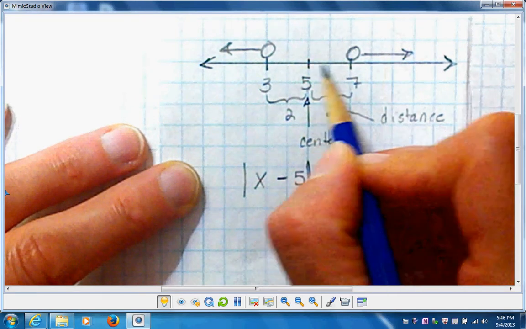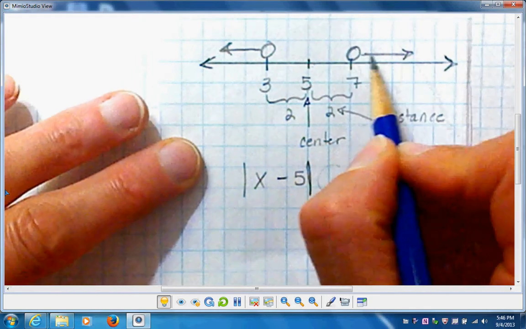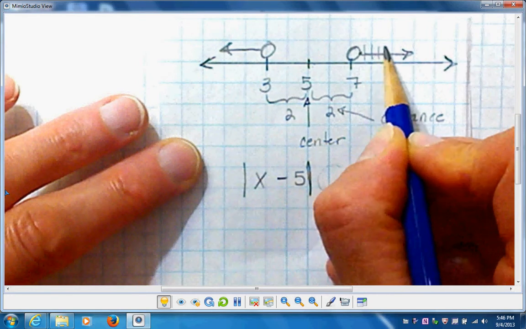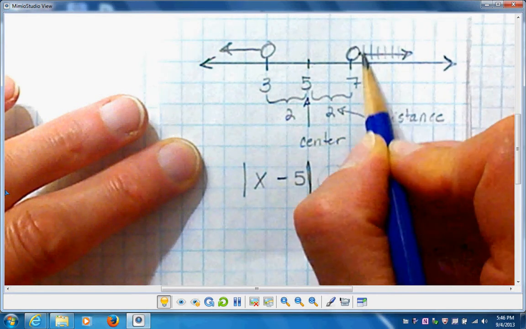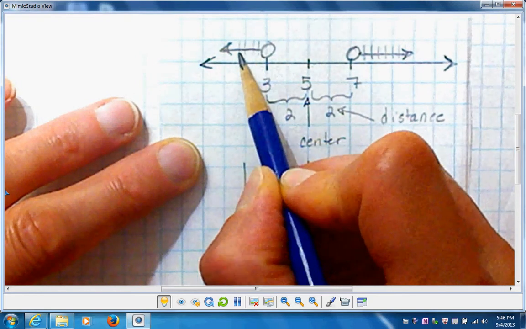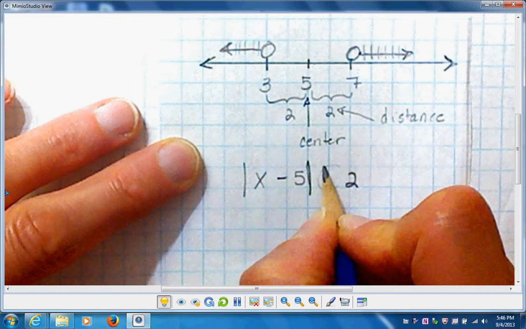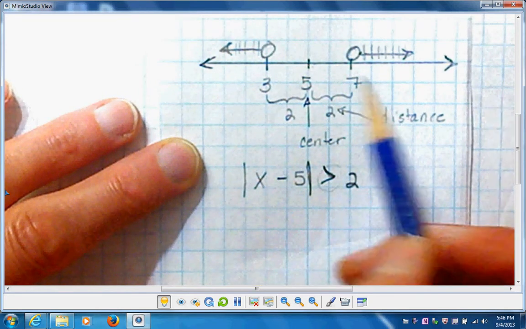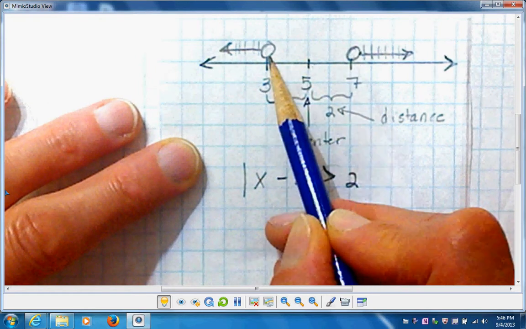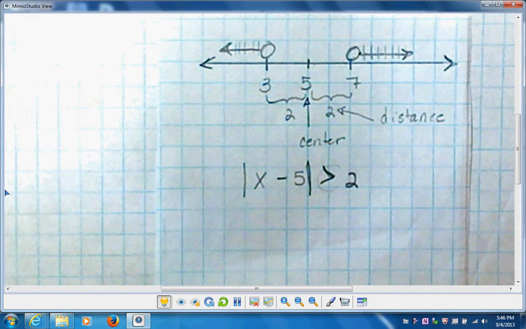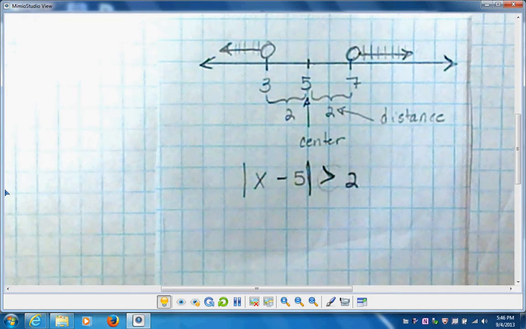So this distance is 2, but going out here, my distance is getting bigger. So my distance becomes greater than 2. And same here, my distance becomes greater than 2. So my absolute value has to be greater than 2. No equal sign because I don't have any of the holes filled in. So that was the end of that problem. That's going from a graph.